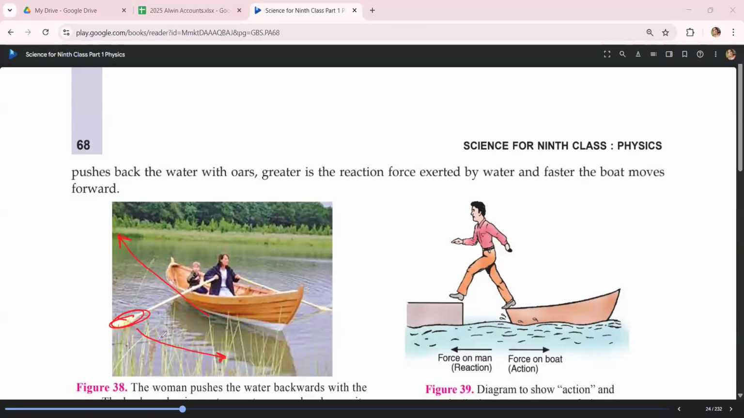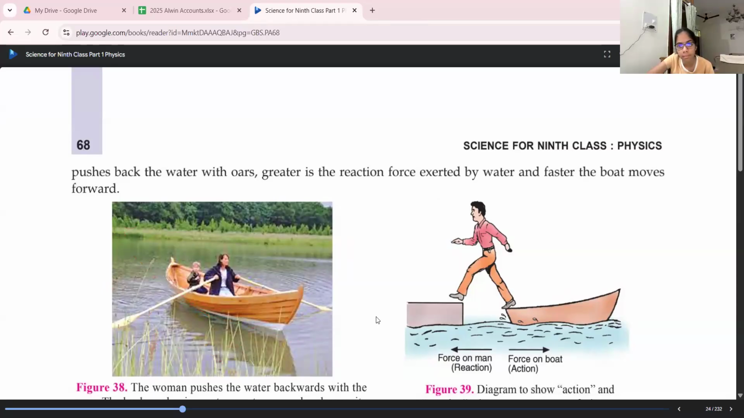Understood or not? So you show an action in the direction opposite to where you want to go, and the water will take you in the opposite direction. Understood, everyone? Yes, ma'am. This action and reaction can be felt least when you are walking on ground, but this can be felt when you try this on water.